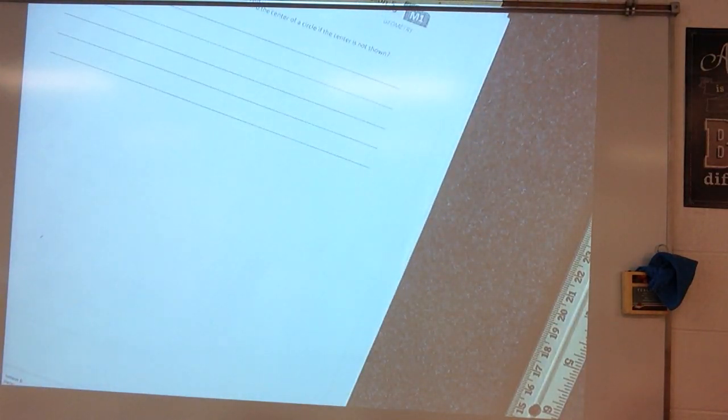How can you use what you've learned in exercise 3 to find the center of a circle if the center is not shown? You can inscribe a triangle into the circle and construct the perpendicular bisectors of at least two sides. Then where those bisectors intersect, that's the center of your circle.